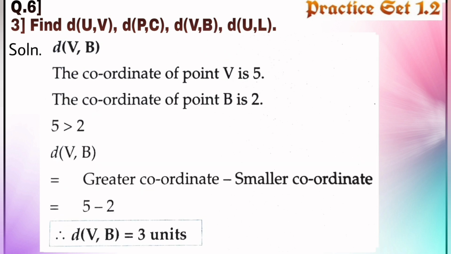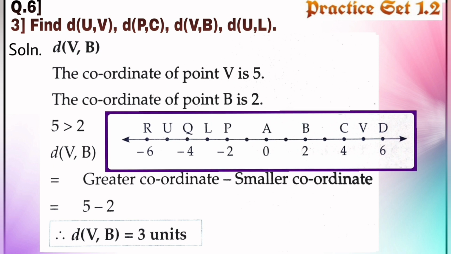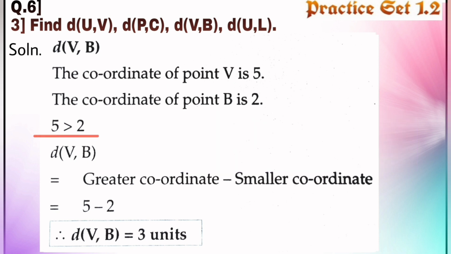Let's find the distance between point V and B. The coordinate of point V is 5. The coordinate of point B is 2. You can see it in the diagram. 5 is greater than 2. Therefore, the distance between point V and point B is equal to greater coordinate minus smaller coordinate. We will substitute our given data. So 5 minus 2 is 3. Therefore, the distance between point V and point B is 3 units.